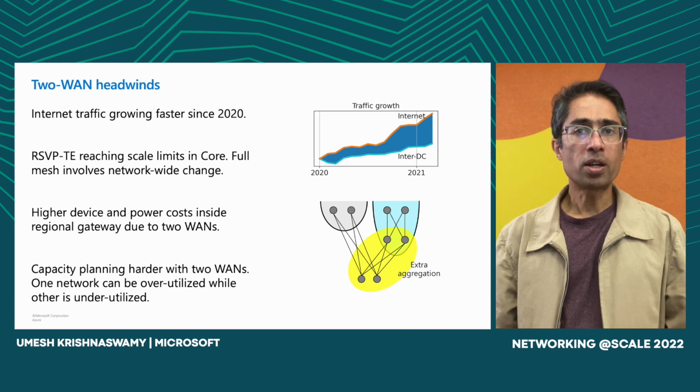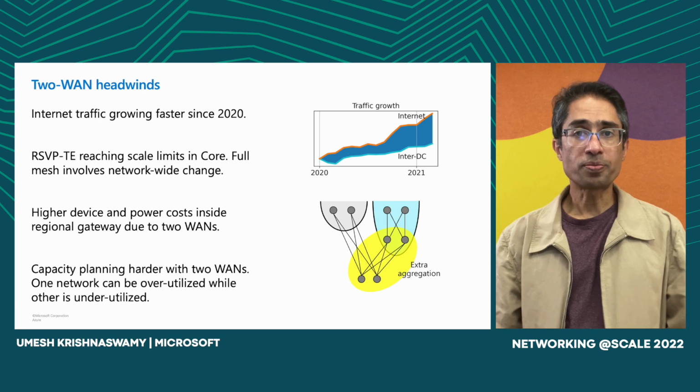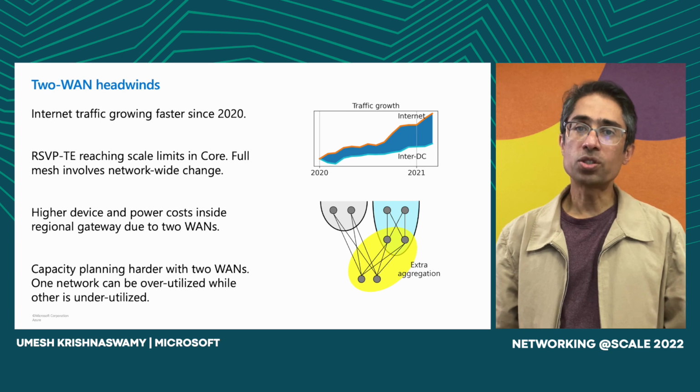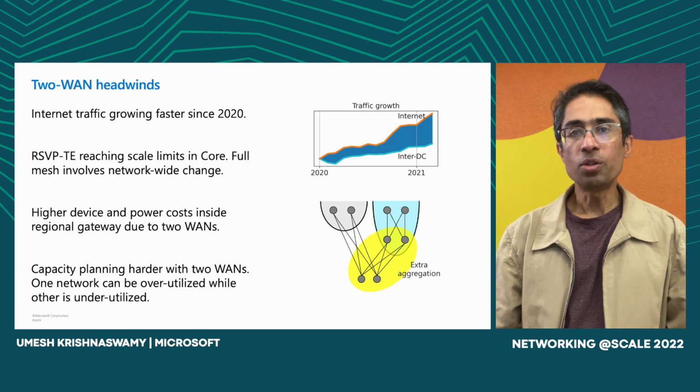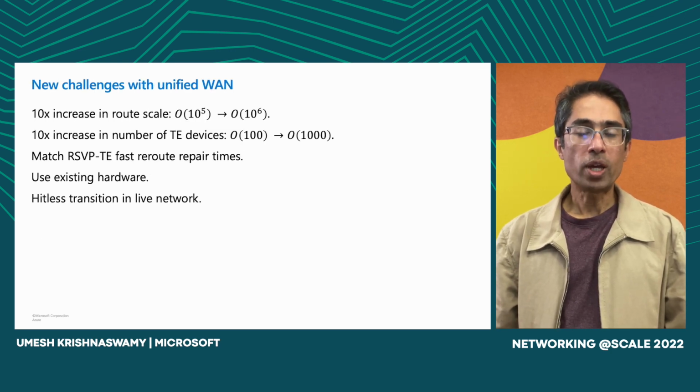But the Two-WAN architecture has some headwinds. Internet traffic is growing faster than inter-datacenter traffic since 2020. At the same time, RSVP-TE is reaching its scale limits because of the size of core. Two-WANs require additional devices and power inside regional gateways. There can be times when one network is underutilized and the other network is overutilized, and we cannot freely use the capacity of both networks. So that is the motivation for OneWAN.